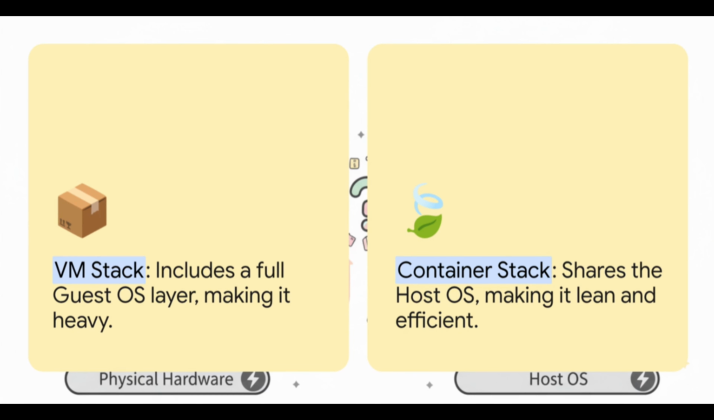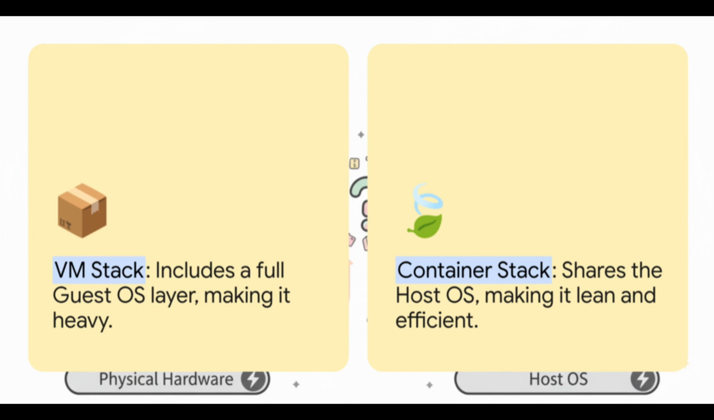Look at the VM on the left. See that thick guest OS layer? Now look at the container stack on the right. It is so much leaner. The container engine, something like Docker, talks directly to the host OS. By just shedding the weight of an entire extra operating system for every single app, you gain a ridiculous amount of efficiency.